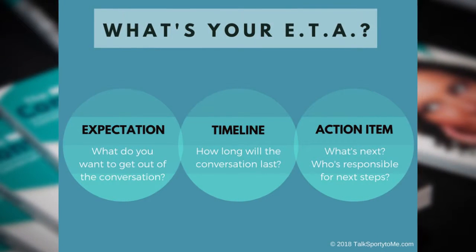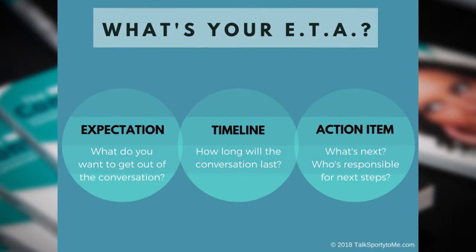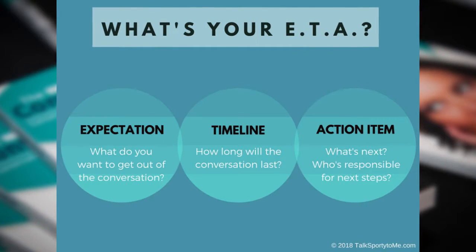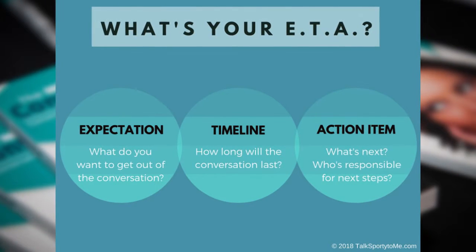Look, you've got stuff to do. So does everybody else. You're going to demonstrate your leadership potential by getting stuff done and by not wasting anyone's time. You're going to do that with an E.T.A. Here's what that stands for: expectation, timeline, and action item.